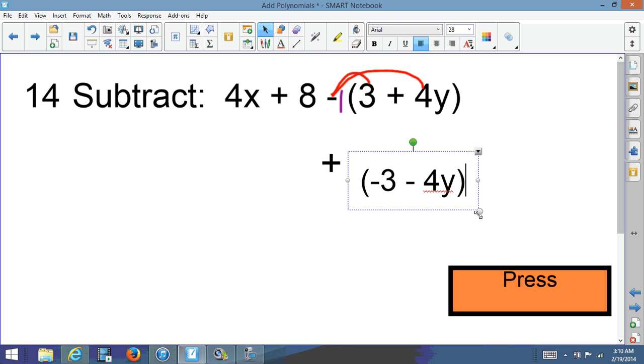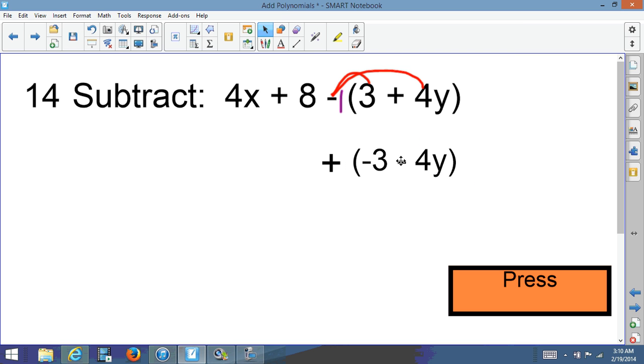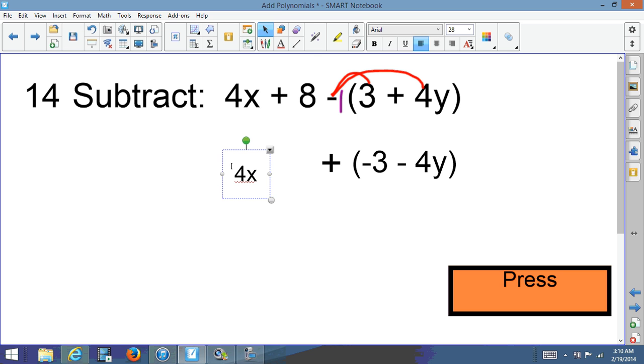And I want you to notice it's the same thing as if I would just change the sign of the second number to the opposite. So here I have changed this from positive 3 to negative 3. Change this positive 4y to its opposite, negative 4y. So I'm really, in a sense, adding the opposite. Notice everything is the opposite of what it was. So let's bring back the 4x and the plus 8.